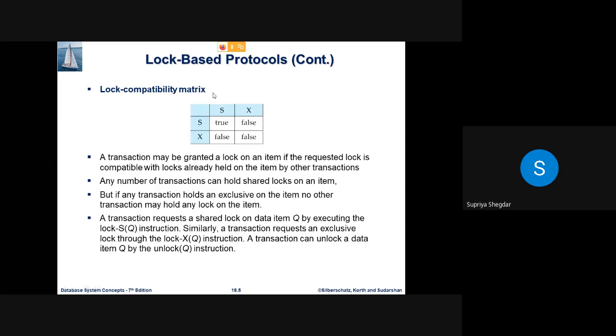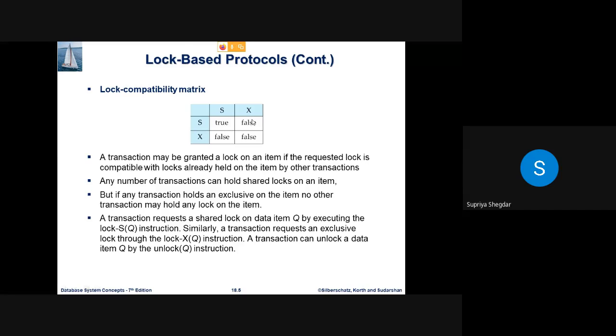Here only the shared locks are the compatible locks. Consider T1 and T2 transactions are there. If transaction T1 has acquired the shared mode lock on the data item, and transaction T2 requests the shared mode lock on the same data item, then it is allowed, or we can say that it is compatible. But if transaction T1 has acquired the shared mode lock on the data item and transaction T2 is requesting the exclusive mode lock, then it is not allowed, or we can say that these two locks are not compatible.